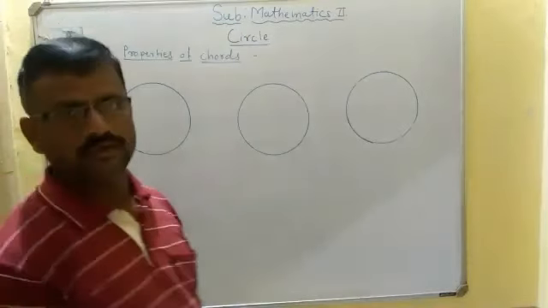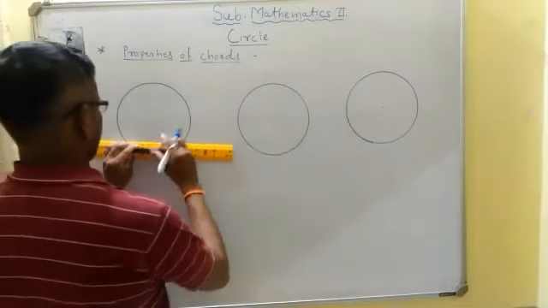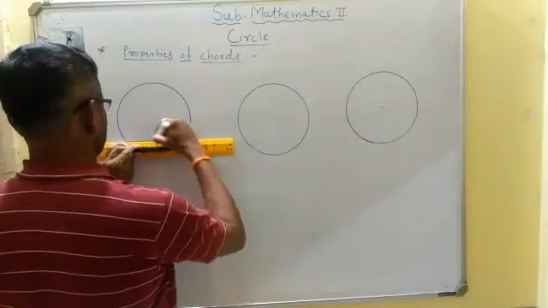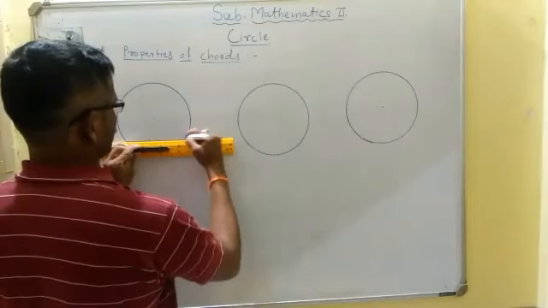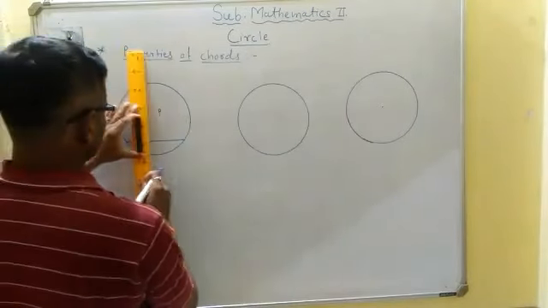Also we learned the concept of properties of chords. What are the properties of chords? Look at here. When you construct a chord in the circle and a perpendicular is drawn from the center to the chord, what happens? We learned that property.